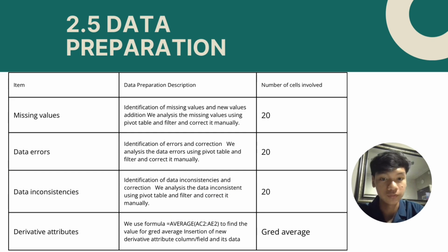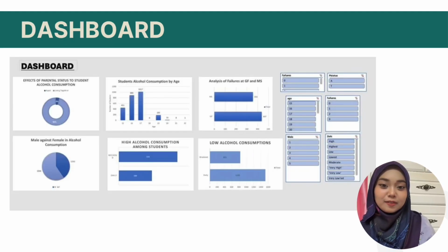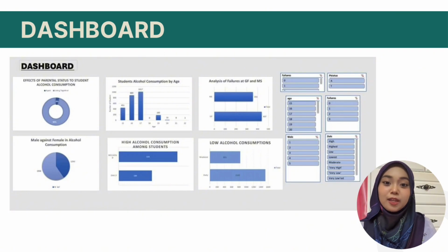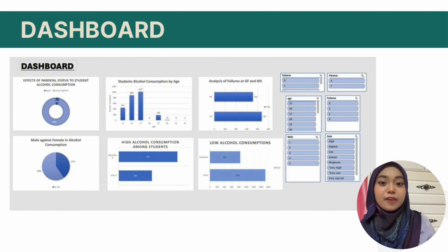Thank you. Now, let's talk about the dashboard. On this dashboard, there are 6 charts that visualize the factors of alcohol consumption and how it affects the students' well-being. There are also a few slicers that are connected to some charts and also certain attributes to show the specific information.